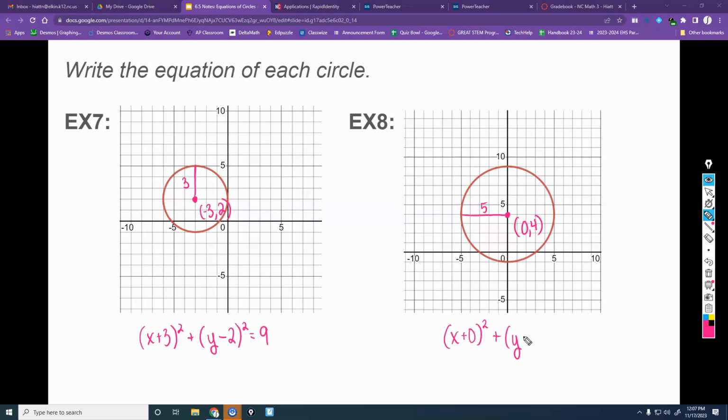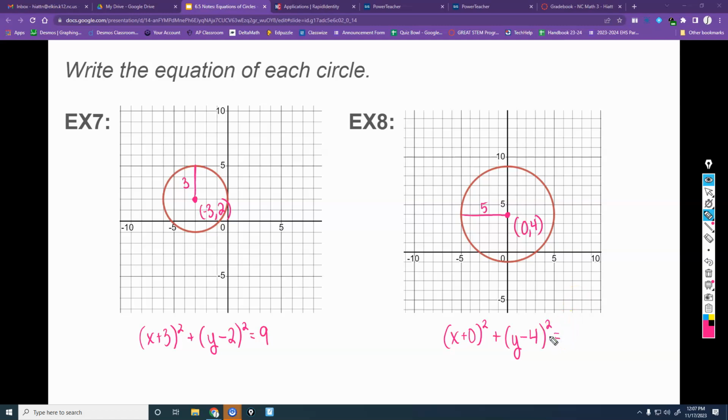Not plus. Again, I let you get away with the plus right there on the first one because it was 0. I would have done x minus 0, but it doesn't matter because 0 doesn't have a sign. You have to use the opposite sign. So since that's a positive 4, we need a negative 4 right there. So use the opposite sign of whatever your coordinate is.